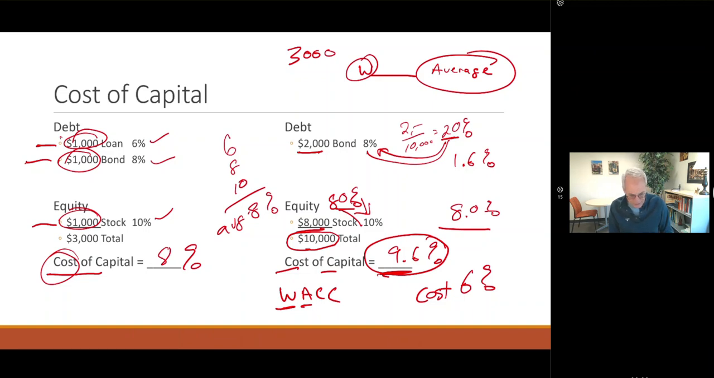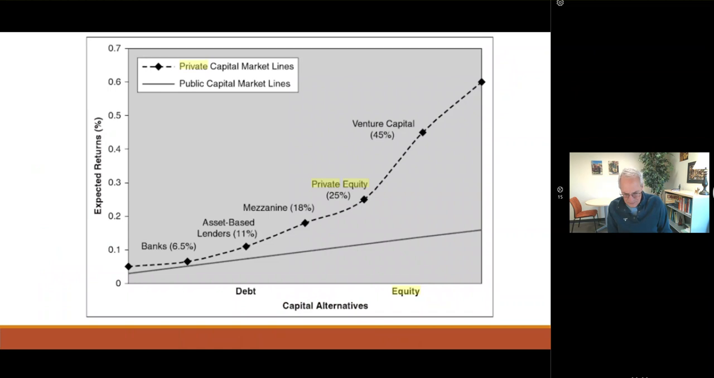Just to give you an idea, this is still pretty relevant. Maybe the rates are a little bit high because banks are looking at commercial loans. So we have here expected returns versus different types of debt versus equity. We have debt here and equity here. Banks would lend money to businesses, and banks are going to say, hey, we need to make about 6.5%.